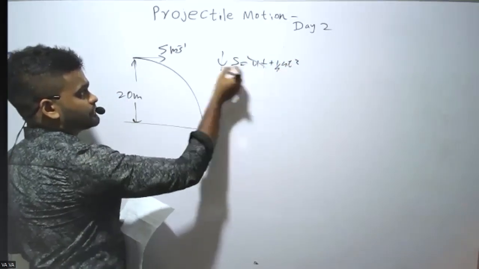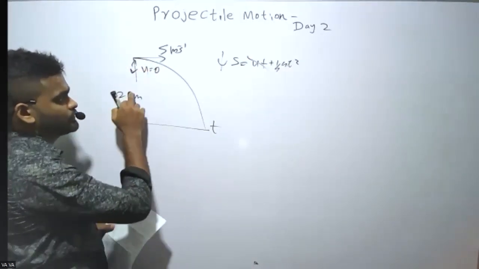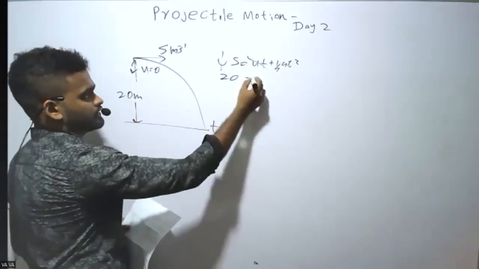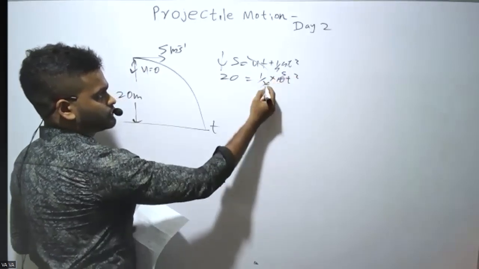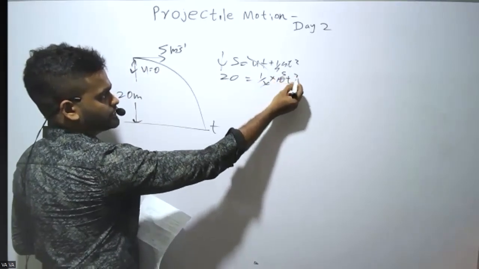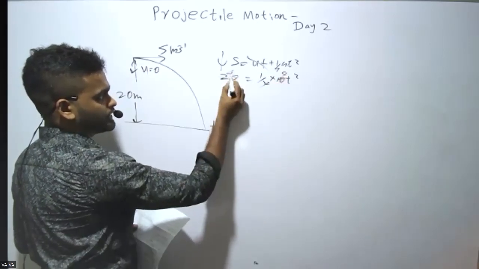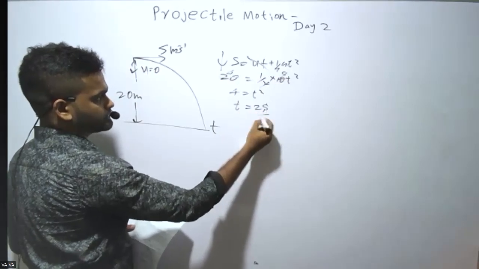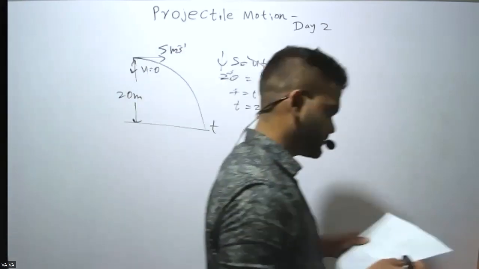So u is 0, right? Vertical initial velocity is 0, but it gradually gains velocity. Height 20, half 10 t squared. 2 cancels off, 5 t squared equals 20. Divide both sides by 5. So you get 4 equals t squared. Then t is equal to 2 seconds. Yeah, the answer is the 5th one. That is an easy question.